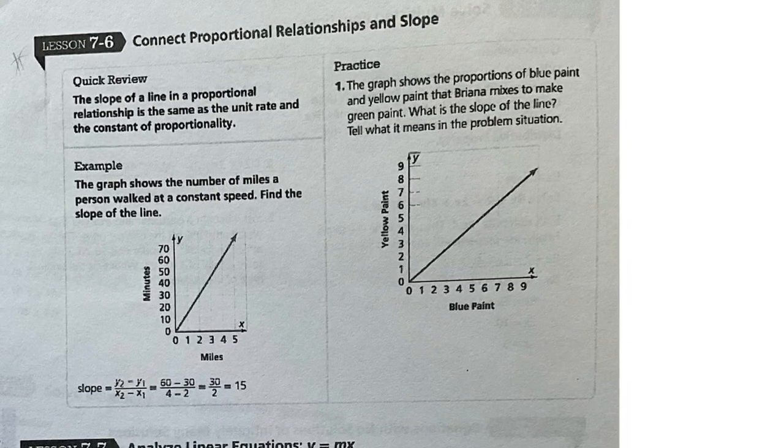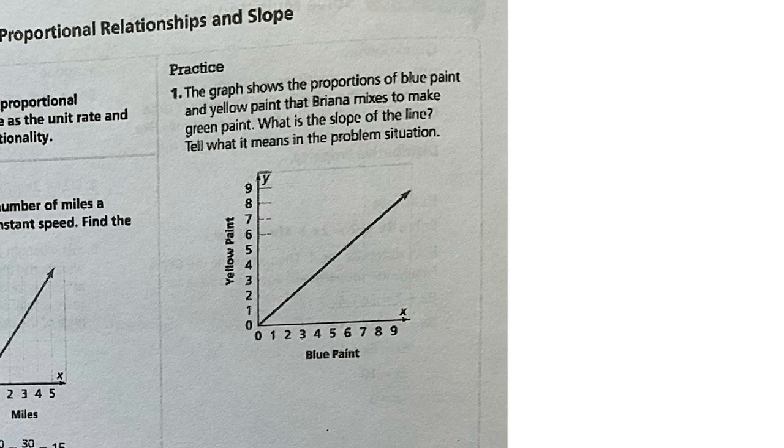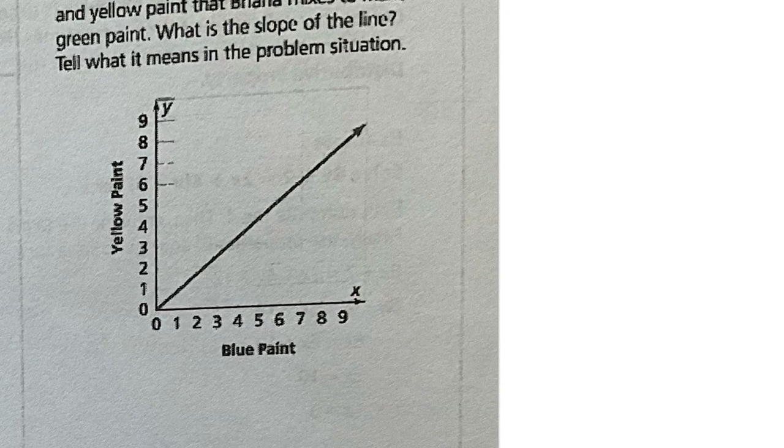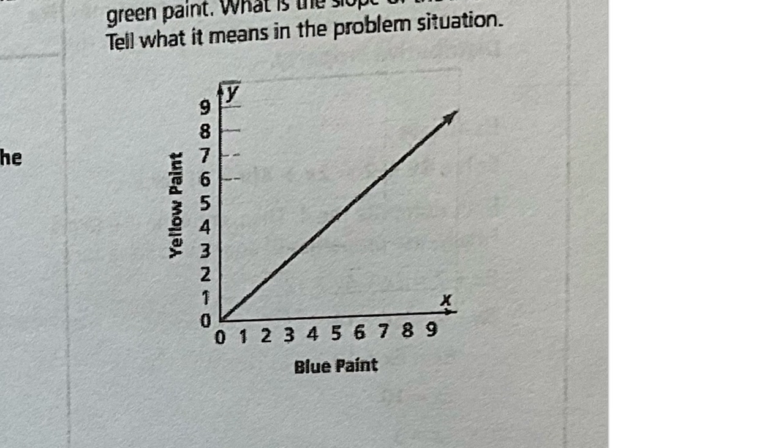Okay. So the graph shows the proportions of blue paint and yellow paint that Brianna mixes to make green paint. What is the slope of the line? Tell what it means in the problem situation. For my student watching, I feel pretty confident that you're probably going to get the proper slope of the line. Unfortunately, the glare of the photograph that I took of the review sheet is making it so that I can't really see these lines too well. I'm going to just give my best guess. Just know that the actual answer might be different than what I'm about to say.